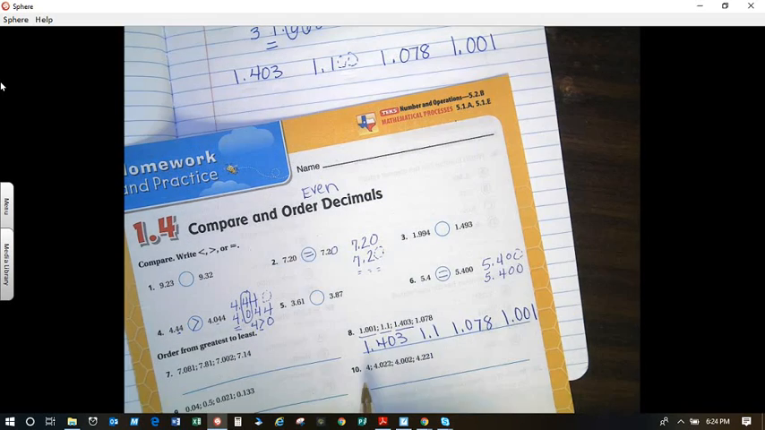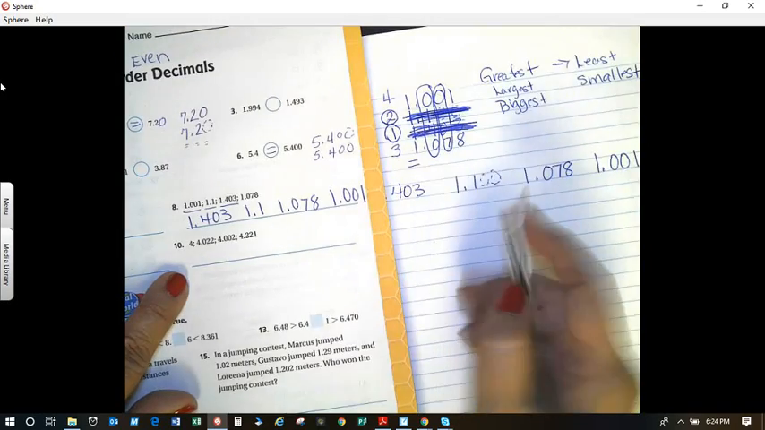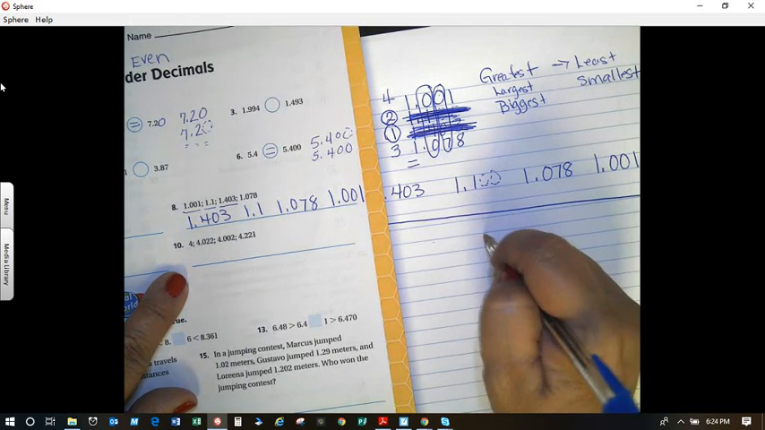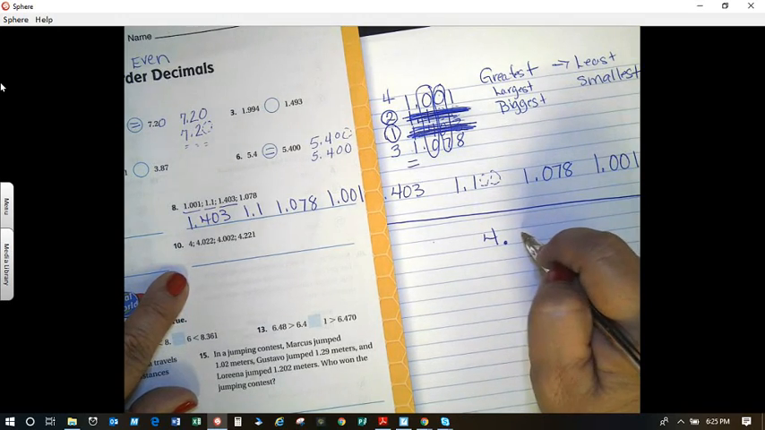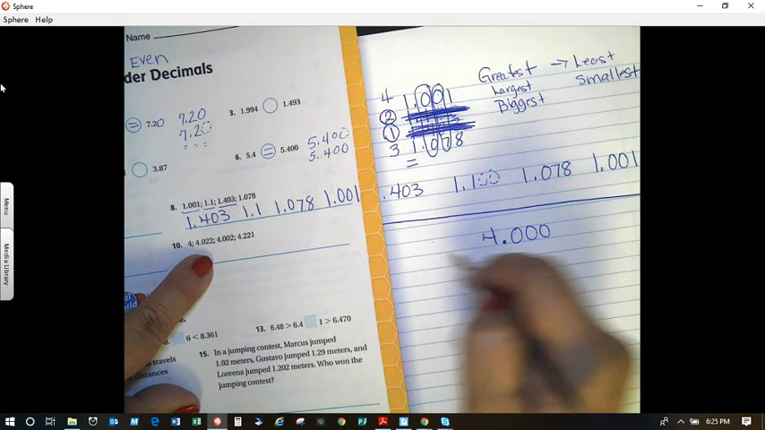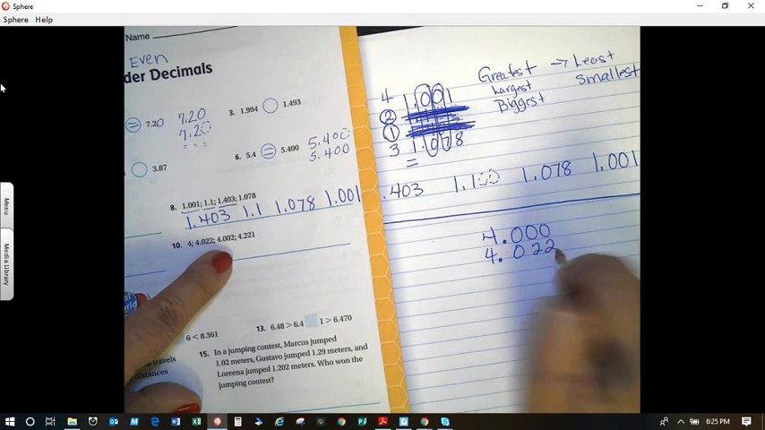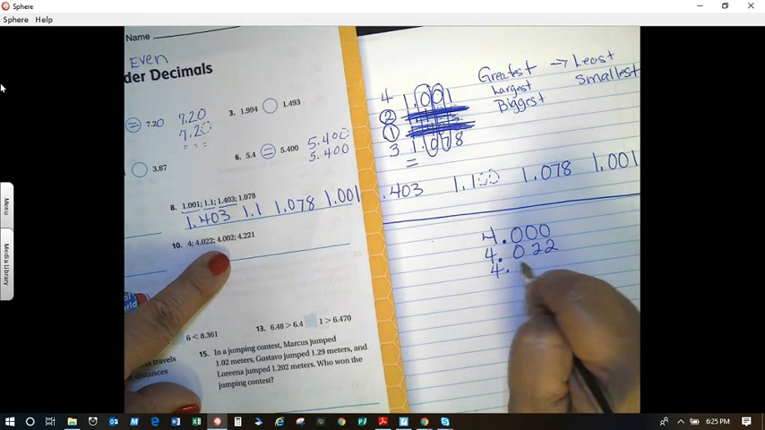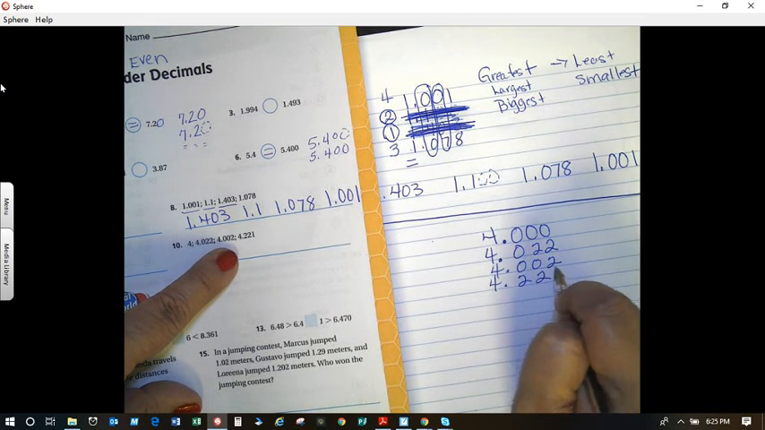The next one is number 10. Again, I'm going to do the same concept. I'm going to write those out. And so the first, if you can, we'll scoot this over so you can see what I'm doing. Draw a line there. I have 4. I know I'm dealing with decimals, so I'm just going to put a decimal. And I see that there's some 3 spots, so I'm just going to put a 0, 0, 0. Next one is 4 and 22 thousandths. I have 4 and 2 thousandths. And I have 4 and 221 thousandths.